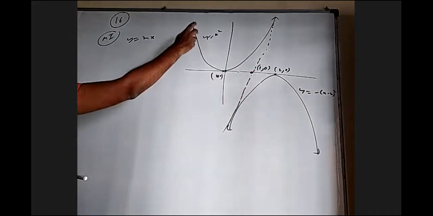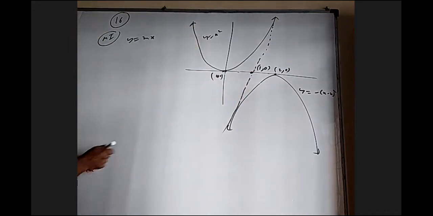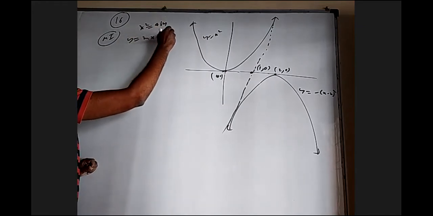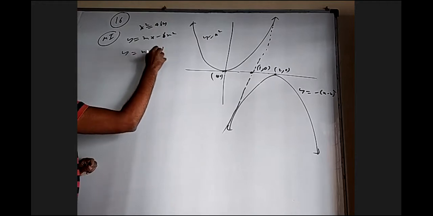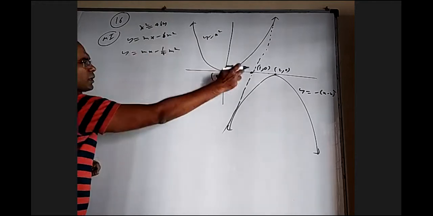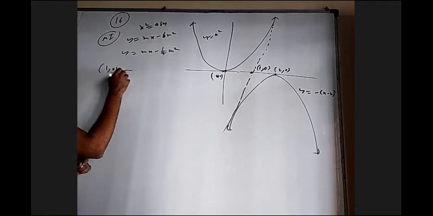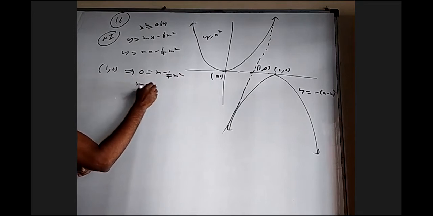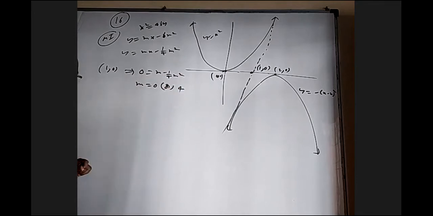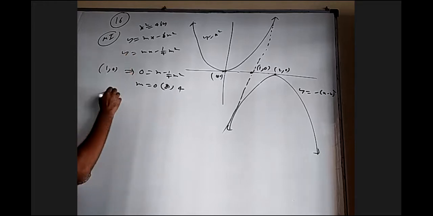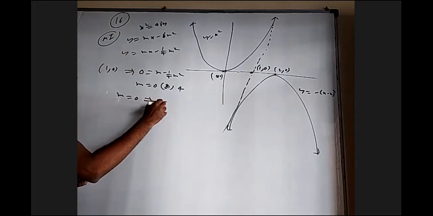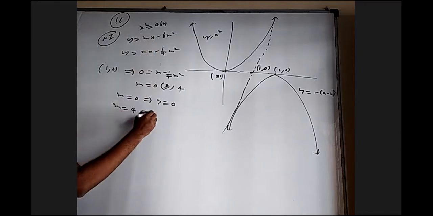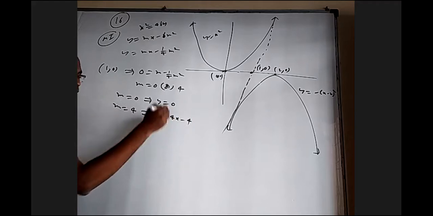The general tangent to this one is y equal to mx minus bm square, for x square equal to 4by. Like that here, y equal to mx minus 1/4 of m square. It should pass through 1 comma 0. So when you substitute 1 comma 0, you'll get 0 equal to m minus 1 by 4 m square, which is m equal to 0 or 4. When you put m equal to 0, the answer will be y equal to 0. When you put m equal to 4, here or here, it will be y equal to 4x minus 4.